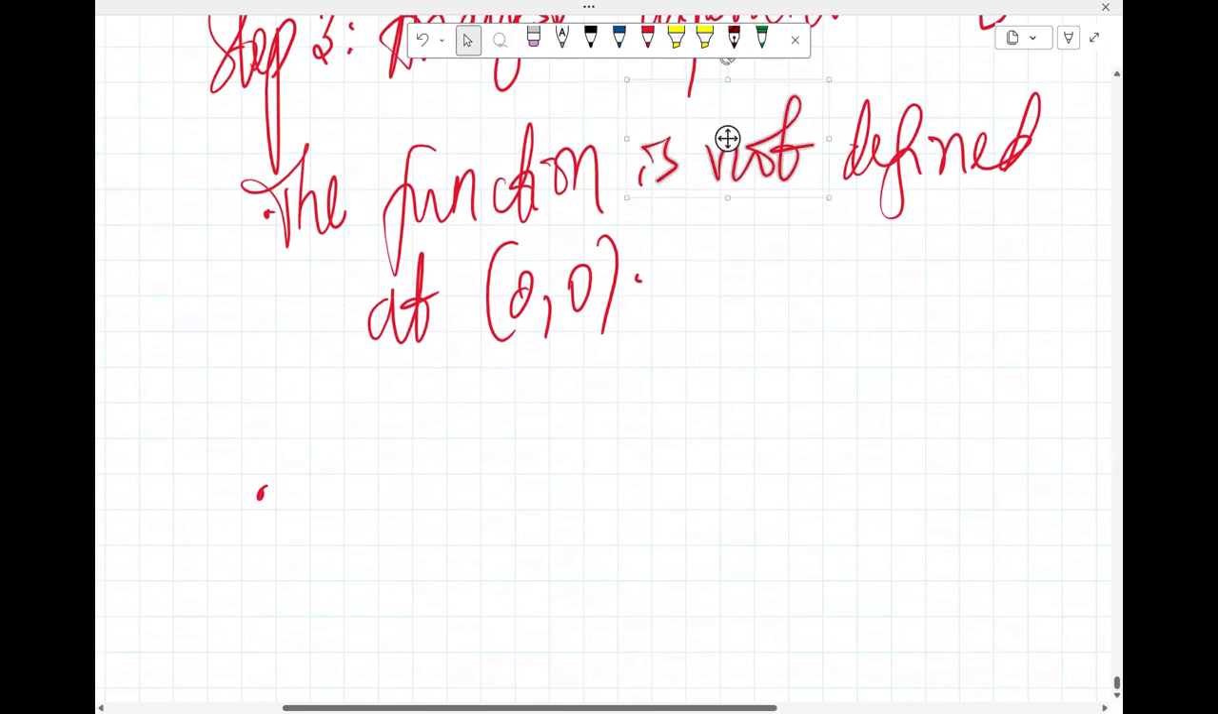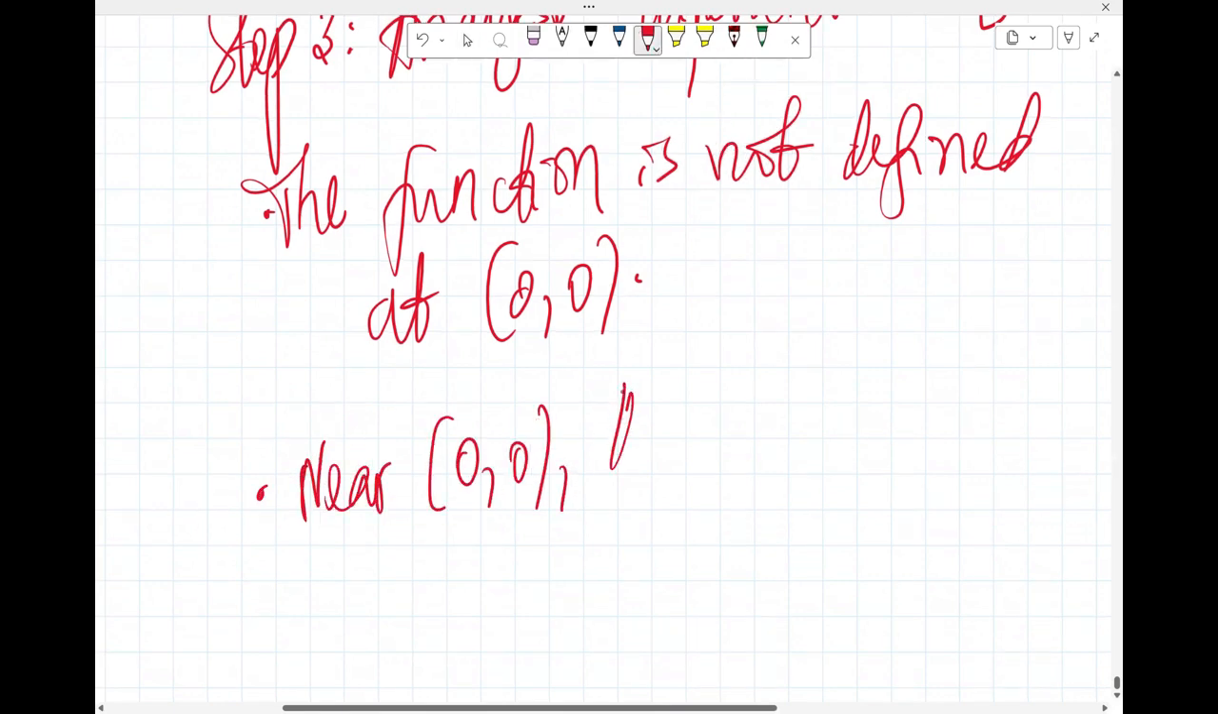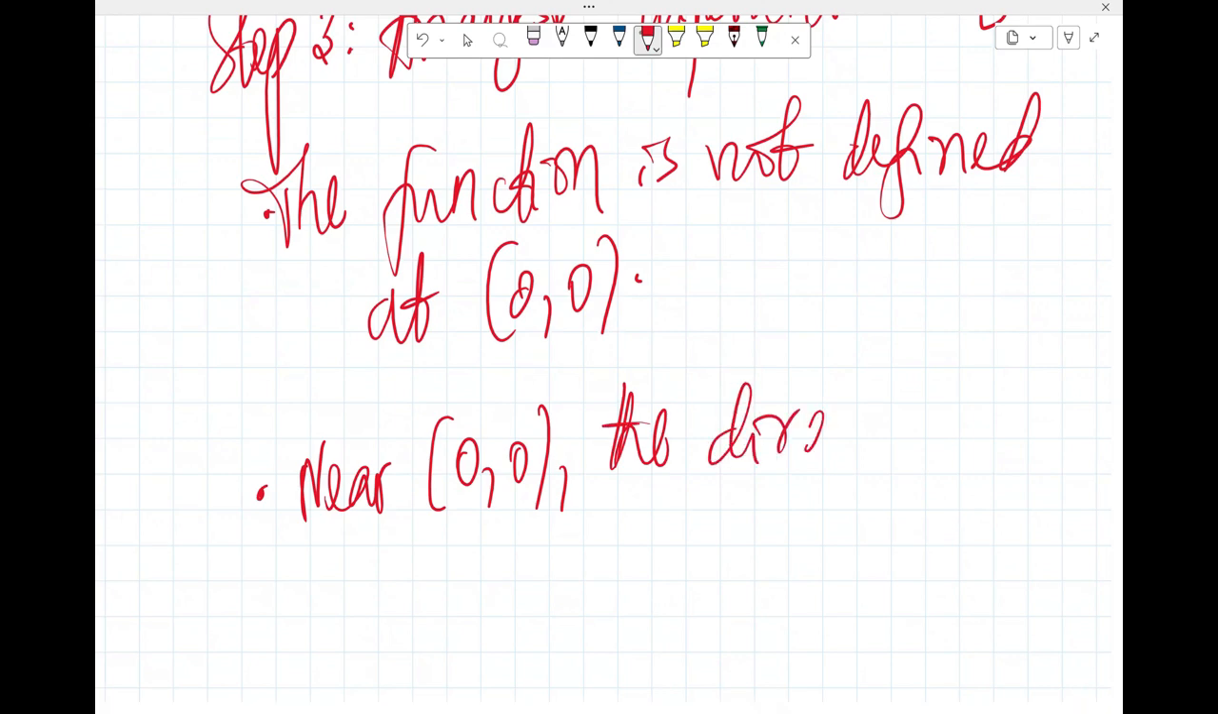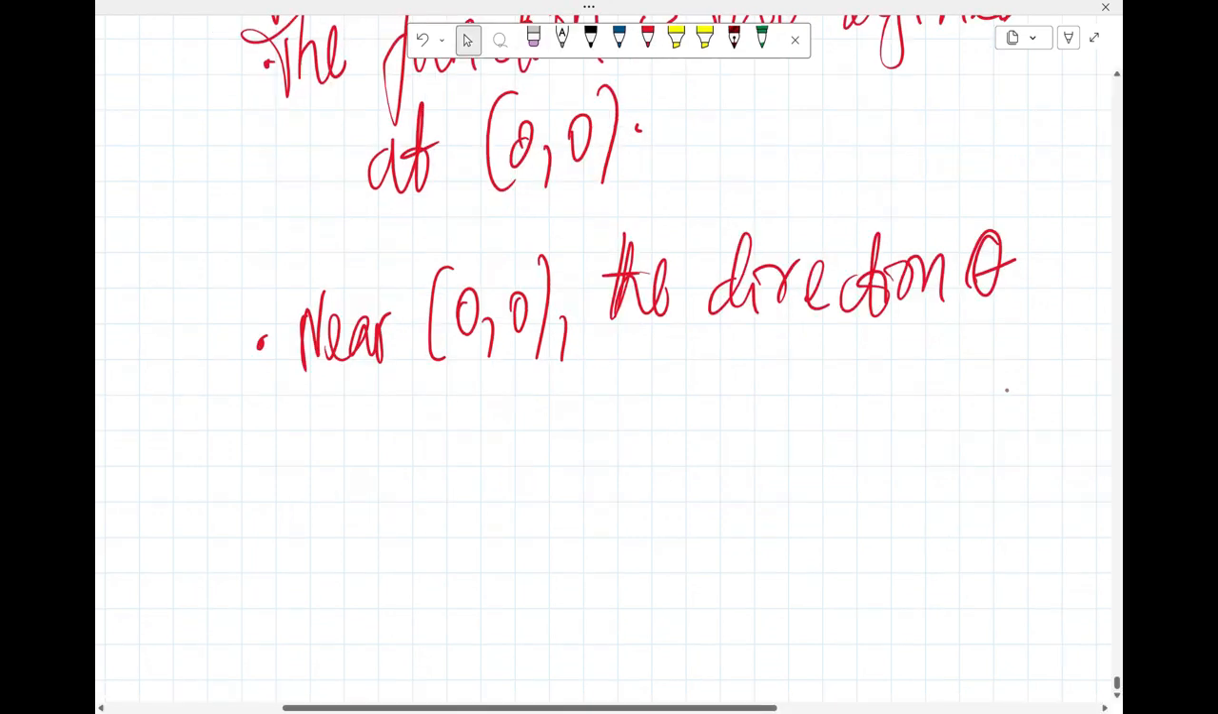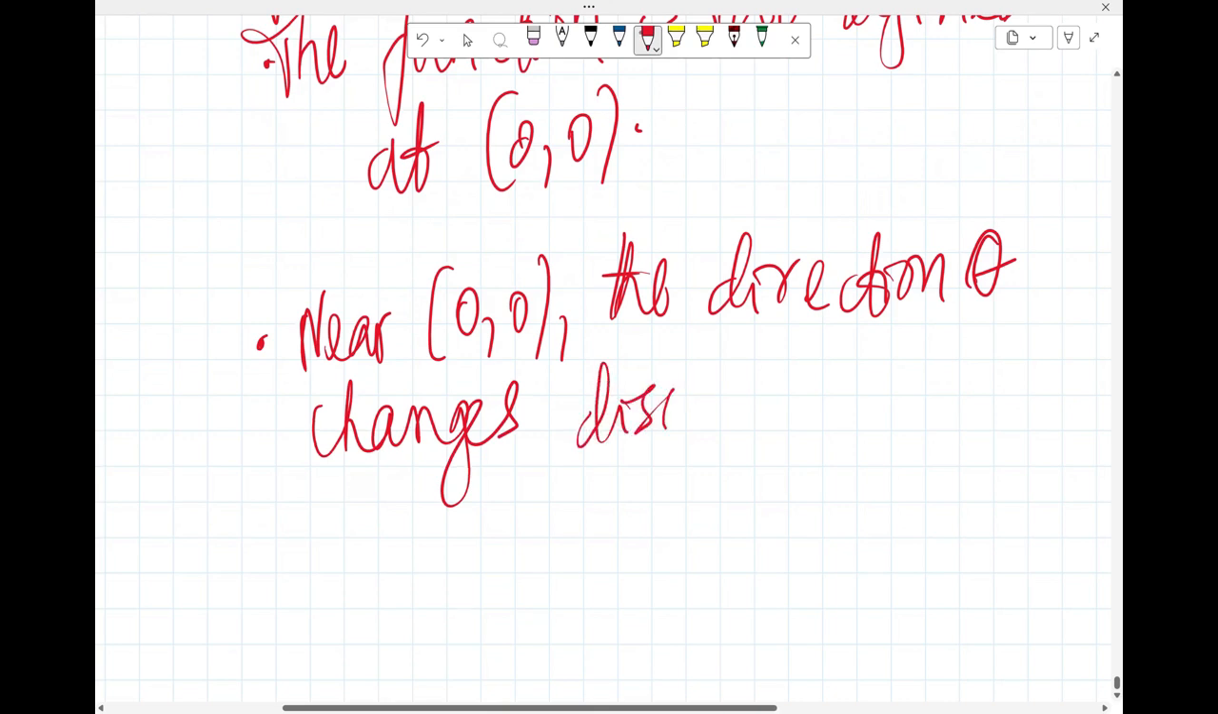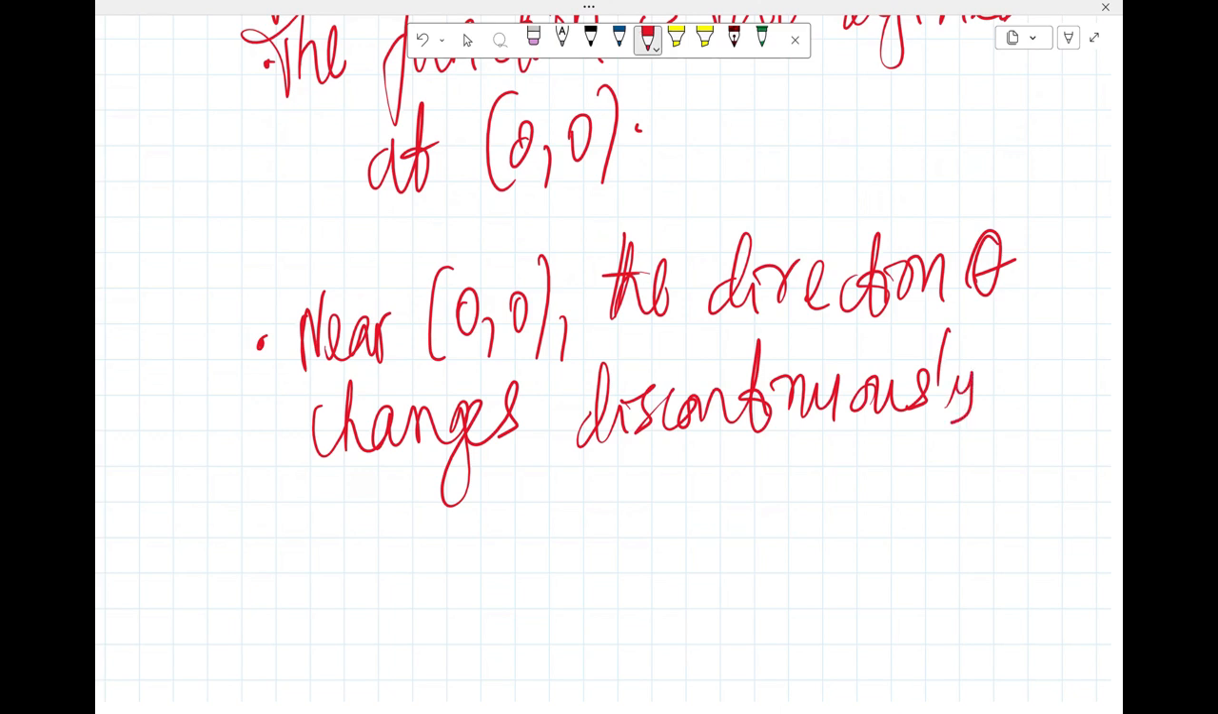Secondly, near 0, comma 0, the direction theta, that's the argument theta, changes discontinuously. So if you try to visualize all that, it changes discontinuously.